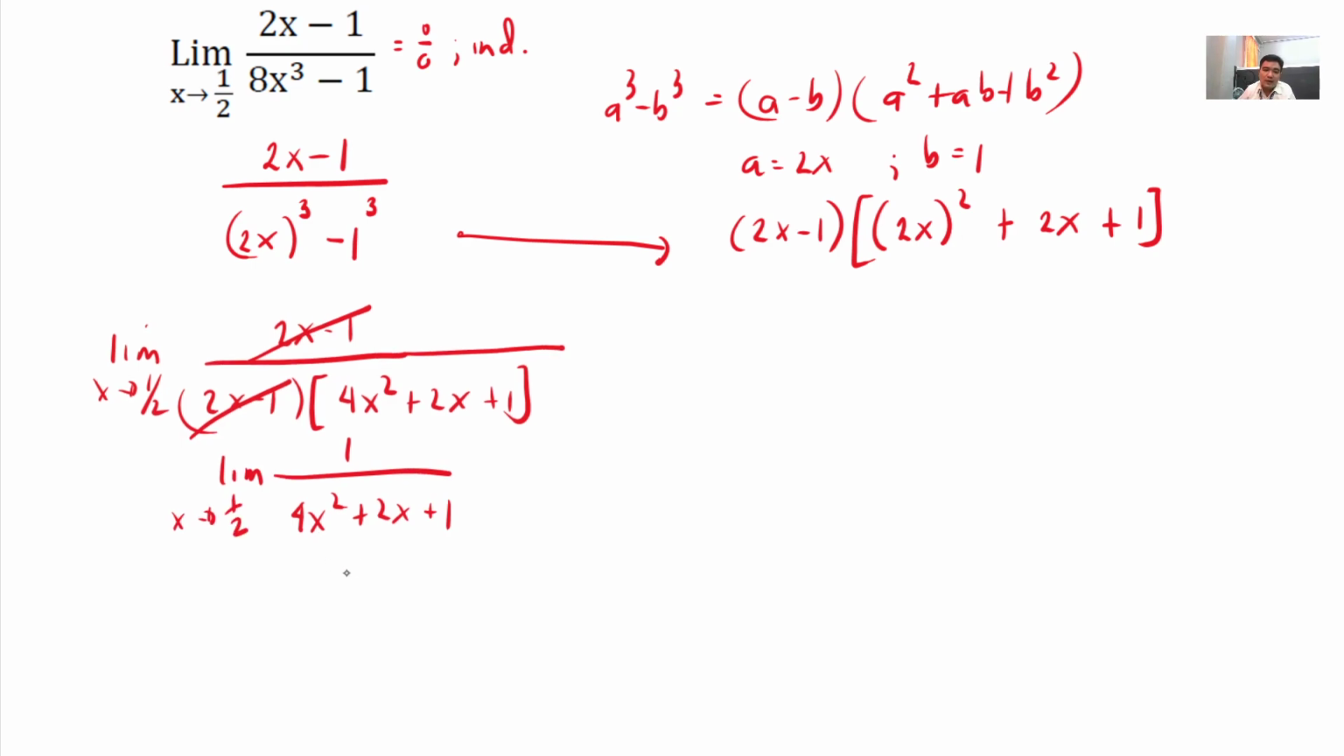So substitute 1 half sa x natin. That is 1 all over 4 times 1 half squared plus 2 times 1 half and plus 1. Using our calculator, it will give us 1 plus 1 plus 1, that is 3. 1/3. Tama? Will give us 1/3.